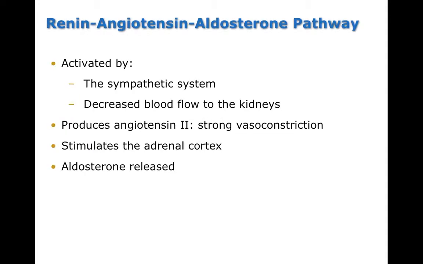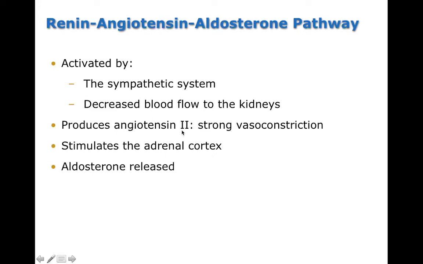So this Renin-Angiotensin-Aldosterone Pathway is the RAAS system, and we talked about how this was mostly involved with blood pressure regulation. Now it's activated by your sympathetic nervous system, as well as a decrease in blood flow to the kidneys. So we talked about that when your sympathetic nervous system is active, it actually leads to vasoconstriction. And so by decreasing blood flow to the kidneys, ultimately what happens is that your kidneys release a hormone called renin. Now, through a series of biochemical mechanisms, it leads to the production of something called angiotensin II.